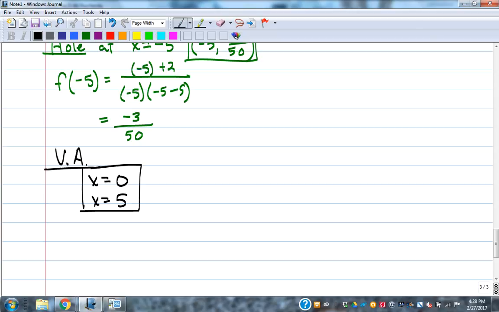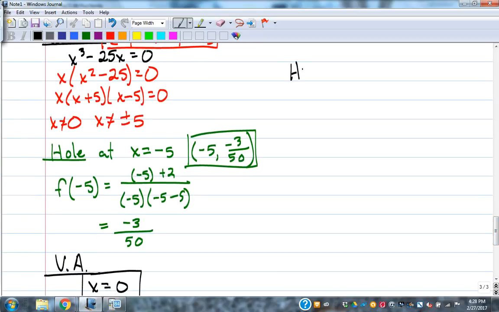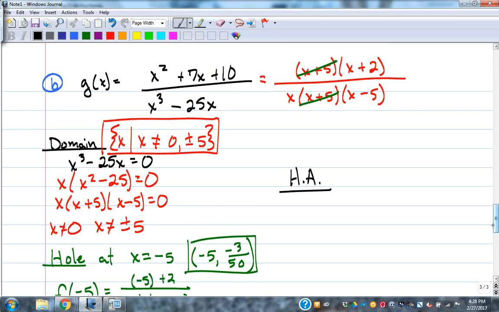Okay. The next thing to do is look at horizontal and obliques. What's the degree of the top now on the simplified fraction? What's the degree left up there? 1. We canceled out one of the x's. What's the degree left on the bottom? 2, because you've got x times x minus 5, so that would be x squared. So the top is smaller than the bottom. So y equals 0 is a horizontal asymptote.